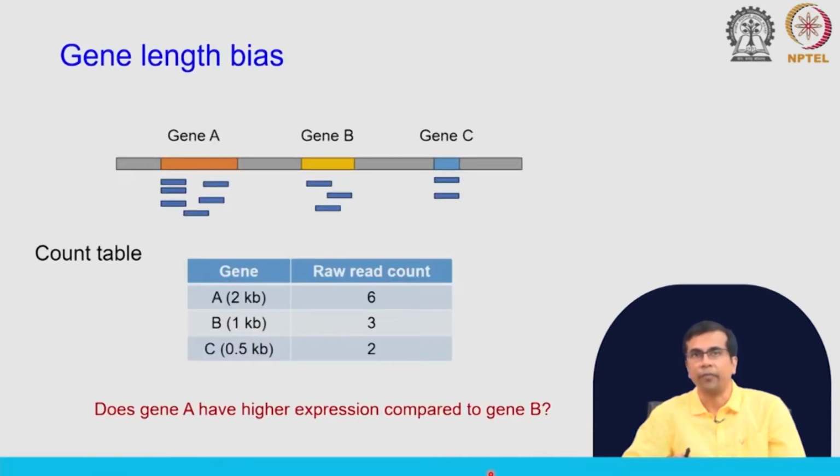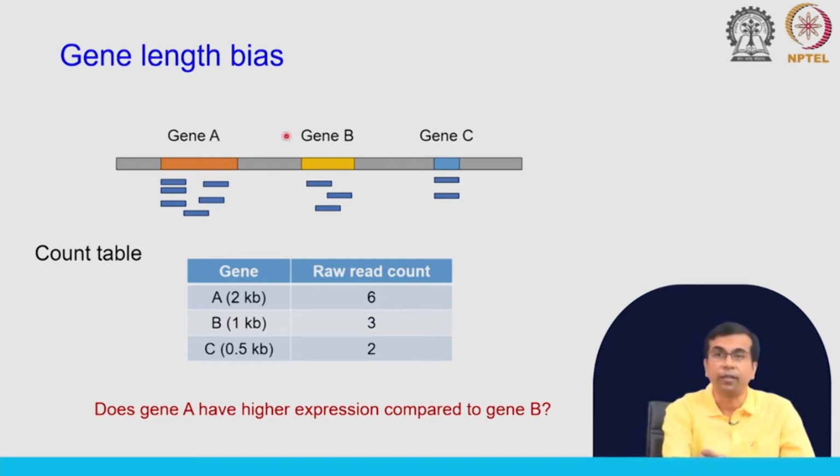So, let us begin with the same diagram that we used in the last class. Here we have these three genes, gene A, gene B and gene C, and you have reads mapping to these genes. These reads are shown in blue and they are mapping to these genes, which we can now convert to a count. A simple read count will give, for A, 6 reads, for B, 3 reads, and for C, 2 reads.